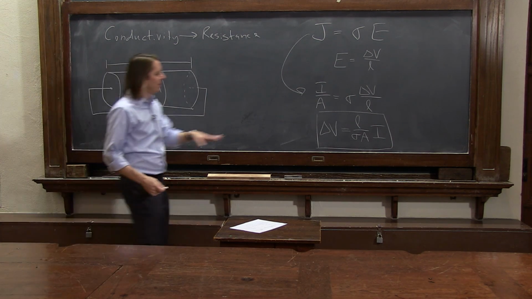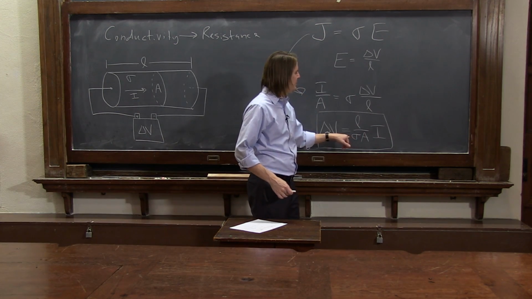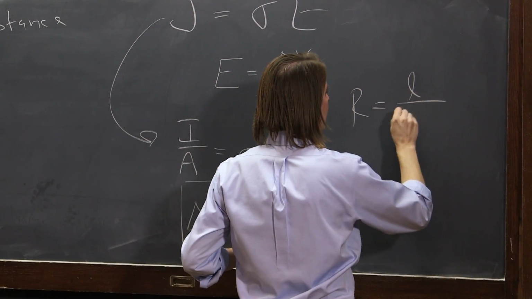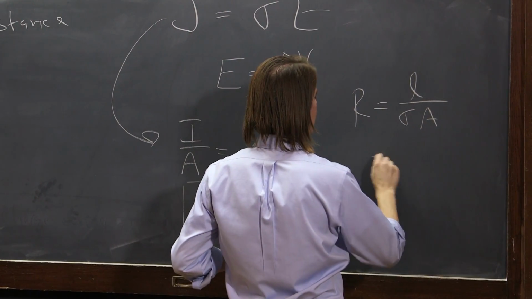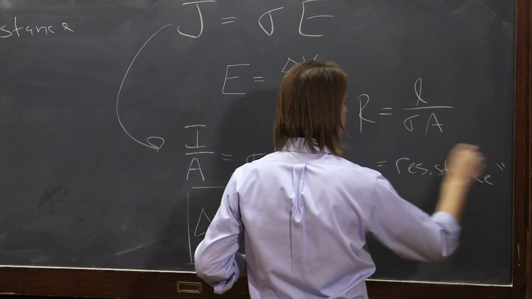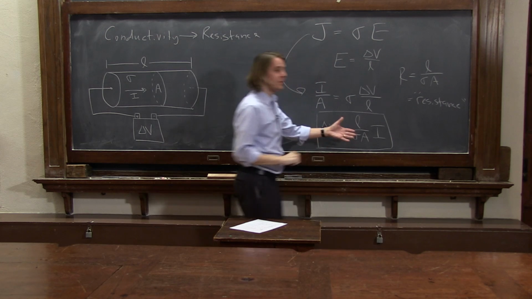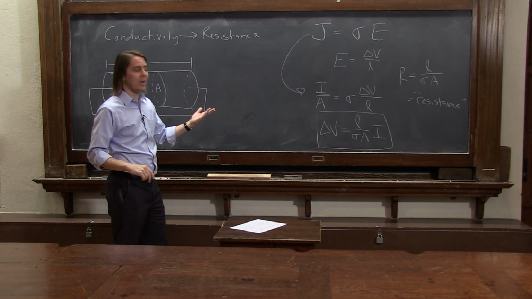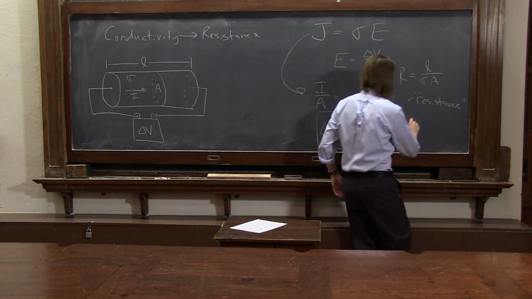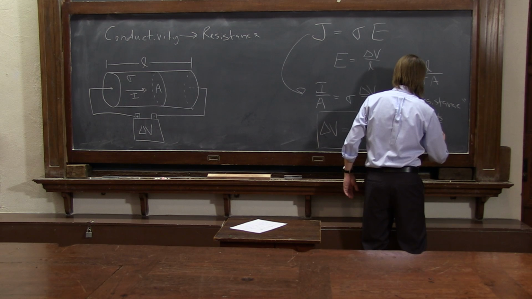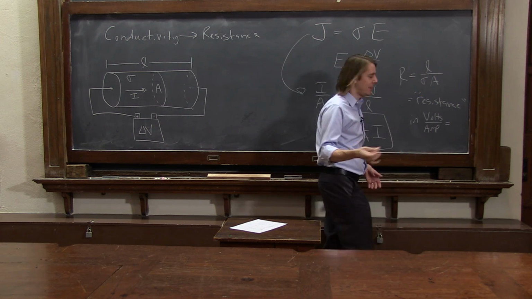Okay? And that's actually the Ohm's law you're used to. V equals IR, V equals I, and this must be R. So this R for the wire is L over sigma A, is the resistance of the wire. And you can see what unit it must be in. It must be in volts per amp. But we have a special name for that, and that is the ohm.